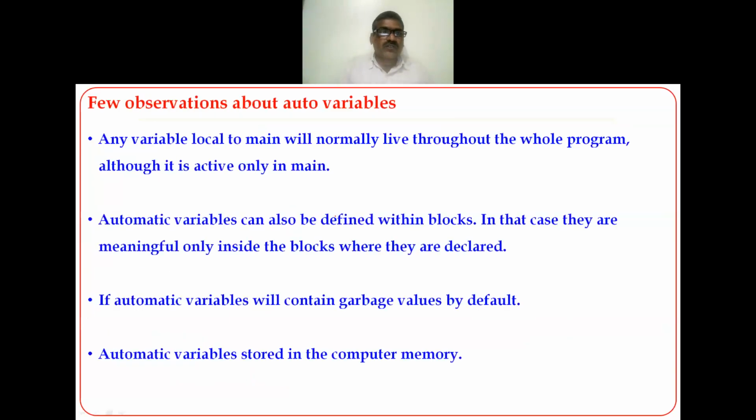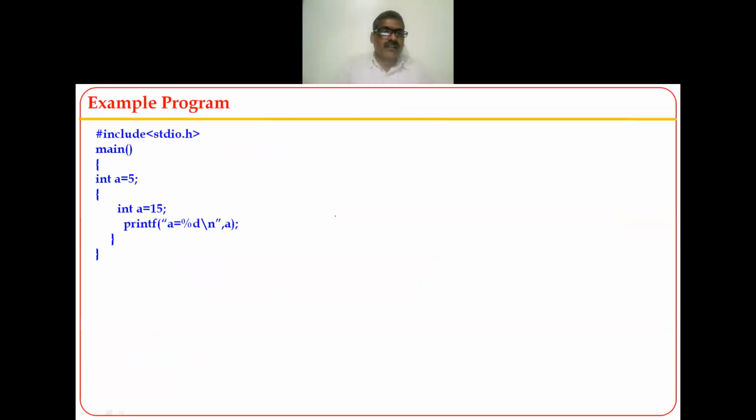Got the point? So this is what we are going to get. So a few observations about auto variables. Any variable local to main will normally live throughout the whole program, although it is active only in the main. Automatic variables can also be defined within blocks. In that case, they are meaningful only inside the block where they are declared. Auto variables will contain garbage value by default, and auto variables are stored in the computer memory.